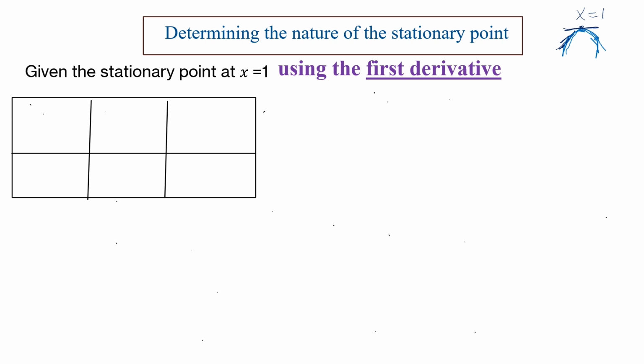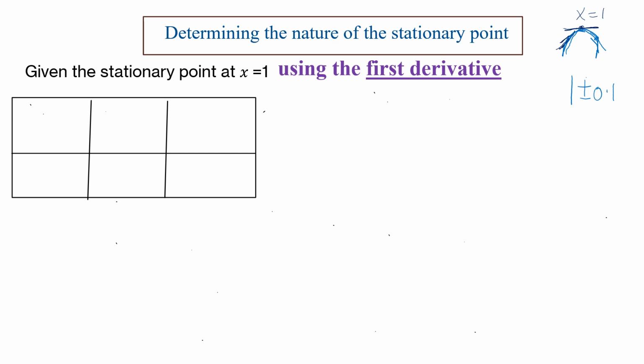So what we're going to do is take x equals 1 plus minus 0.1. That means on the left, you just take 1 minus 0.1, and on the right, you just take 1 plus 0.1. So we're going to use the 0.1 as a guide to find these two important points, to find the gradient of these two important points. So this is what we're going to do.